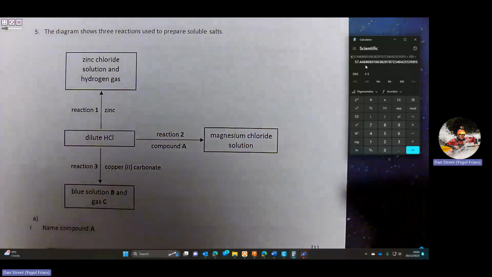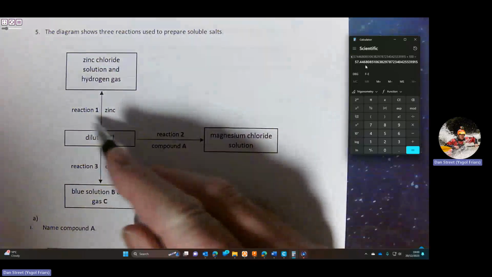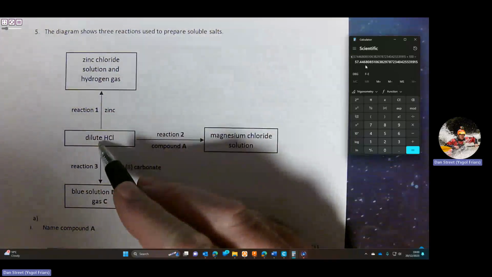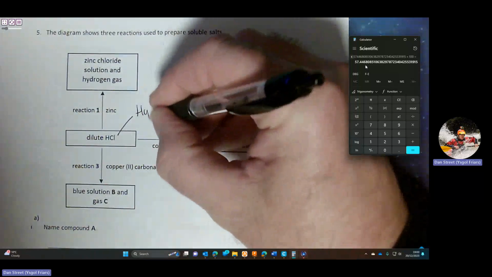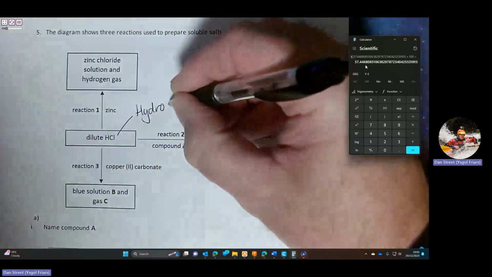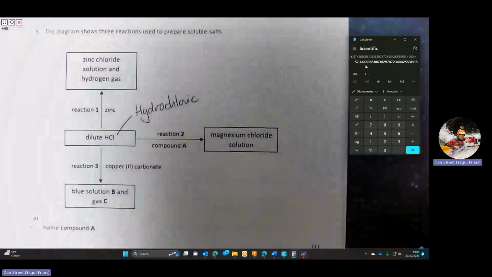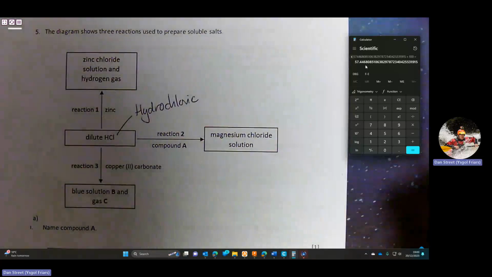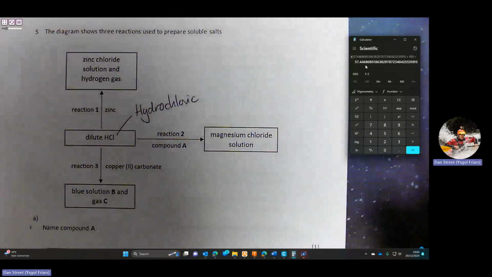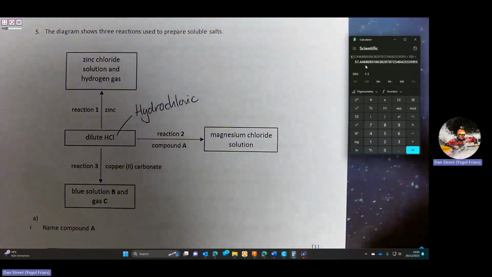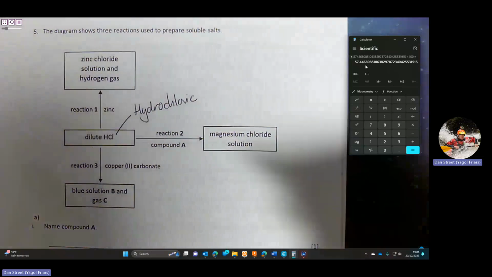The diagram shows 3 reactions used to prepare soluble salts. In the center of this reaction scheme diagram, we've got dilute HCl, which hopefully you should recognize as hydrochloric acid. So this question's about the reactions of acids. We're thinking acid plus metal is salt and hydrogen, acid plus alkali is salt and water, and then acid plus a carbonate is salt, water, and carbon dioxide.